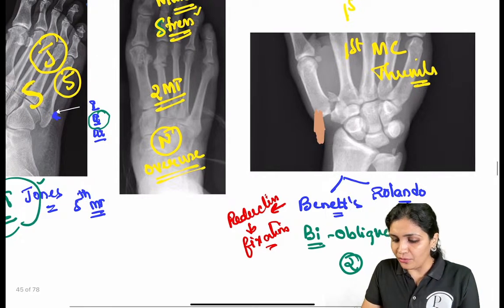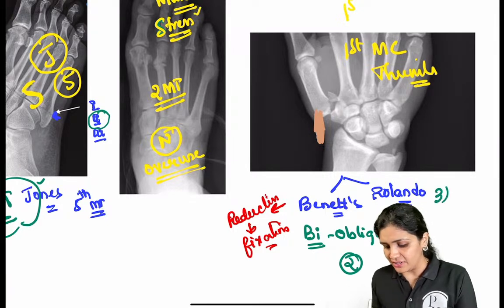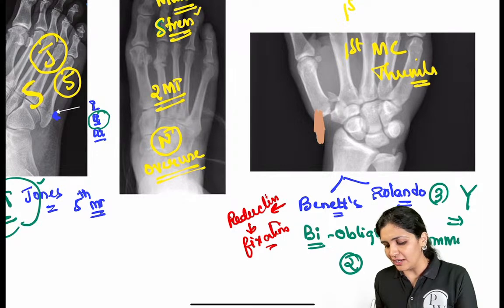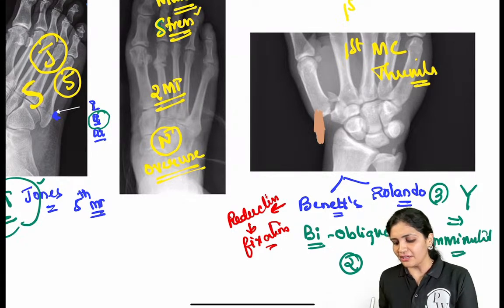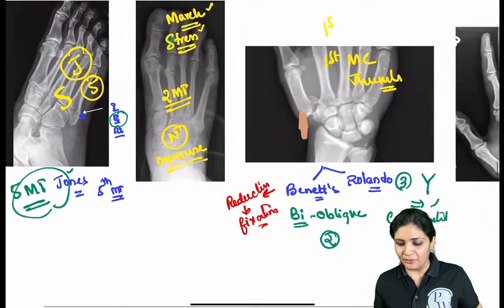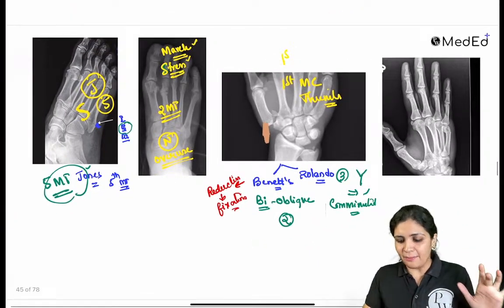And coming to Rolando, it is a three-part fracture. It is a Y-shaped fracture, and it is usually a comminuted fracture, and sometimes you cannot reduce it accurately, hence you can leave it. But Bennett's requires adequate, accurate reduction. So that is your first metacarpal.